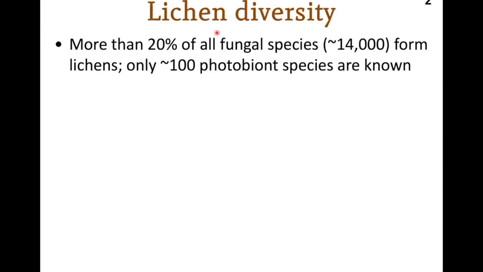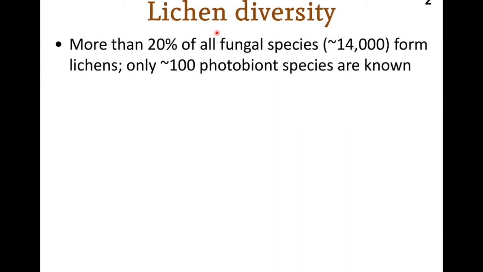So going on to slide number 2, lichens are very highly diverse organisms, and we can see this because more than 20% of all described fungal species, in other words about 14,000 different fungal species, form lichens. So they undergo this mutualistic relationship with algae or cyanobacteria and form different lichens. And those 14,000, we recognize each of those as different lichen species, as we'll see in a minute.